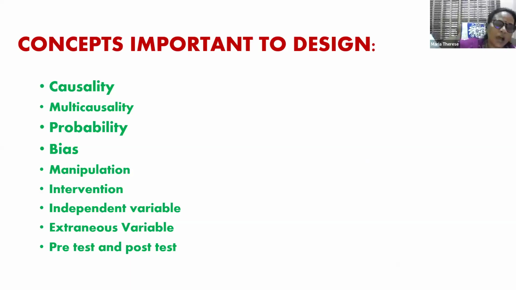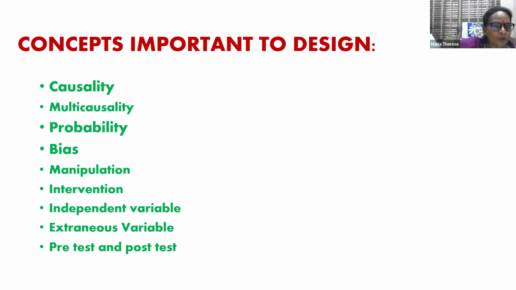For example, we can quote: administering a painkiller leads to a reduction in reported pain levels. Here the drug is the cause and the pain relief is the effect. So how one variable is related to and affects another variable, that has to be considered by the researcher.